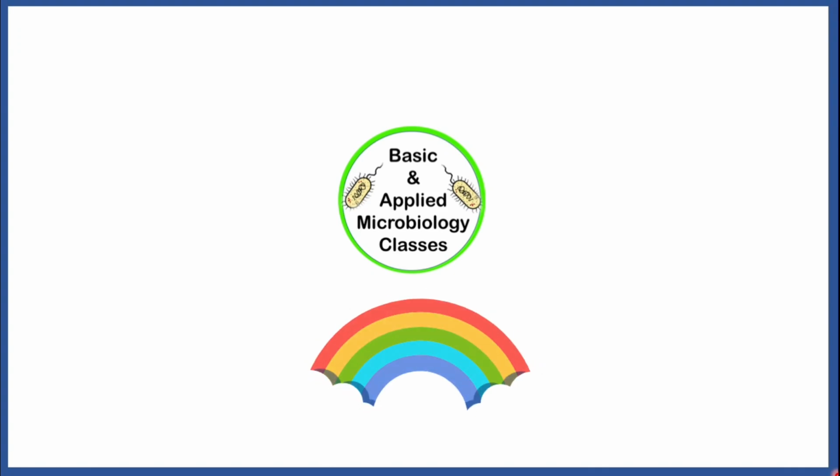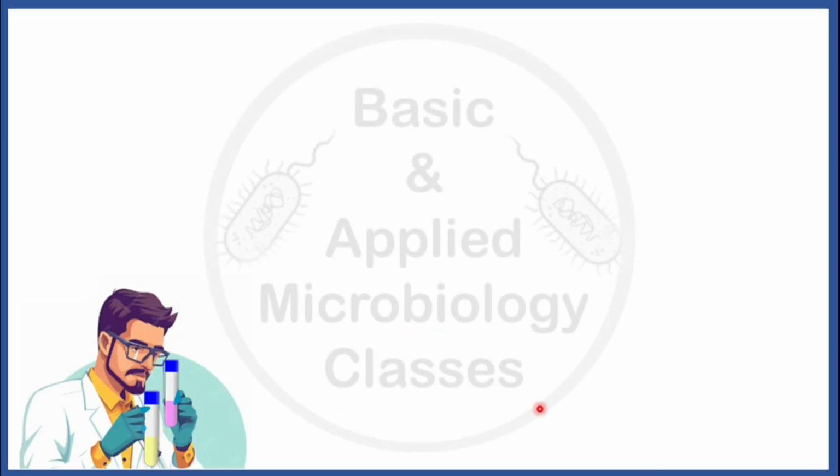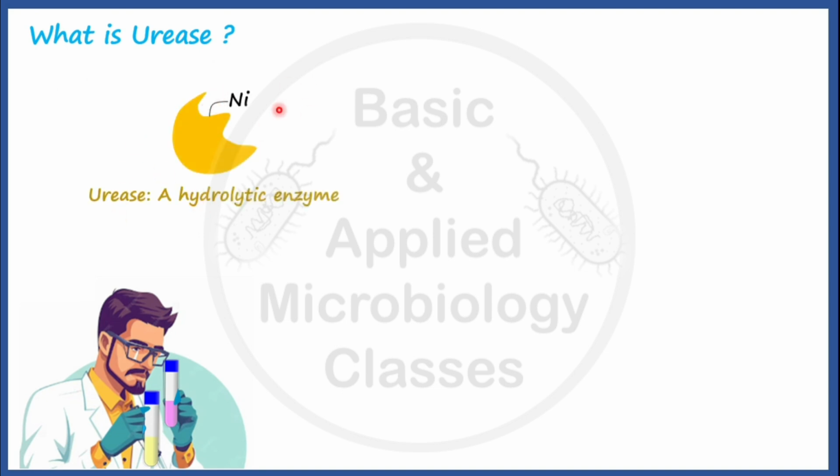So in this video, we are going to cover the urease test. So let's start. Let's see first what is urease. You should know that urease is a nickel-containing hydrolytic enzyme. And like all other enzymes, urease also has a specific substrate, and the name of its primary substrate is urea.